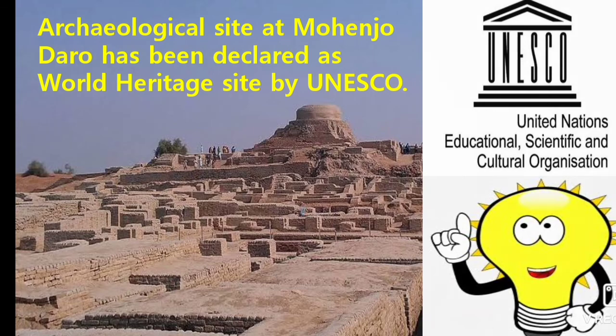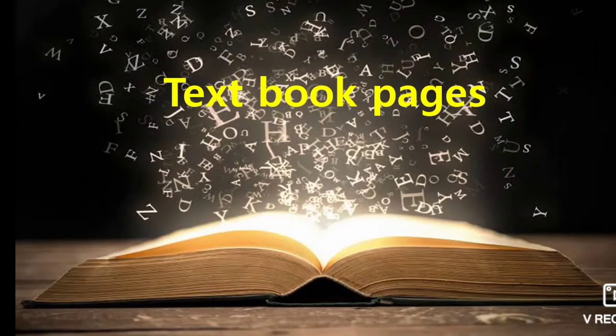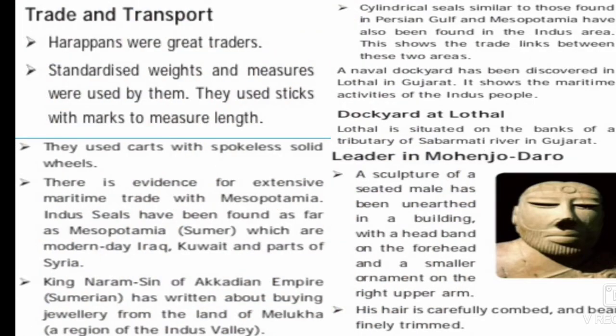Students, now let's see the textbook pages related to today's topic. Today we have seen about trade and transport of the Harappan civilization. Harappans were great traders. Standardized weights and measures were used by them. They used sticks with marks to measure length. They used carts with spokeless solid wheels. There is evidence for extensive maritime trade with Mesopotamia.